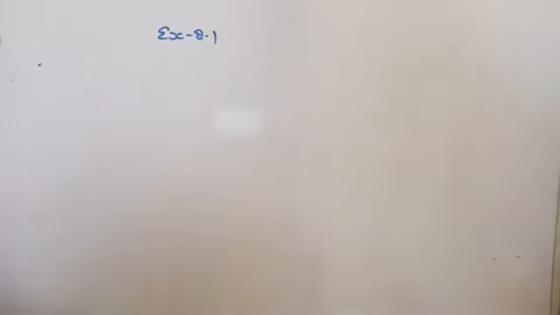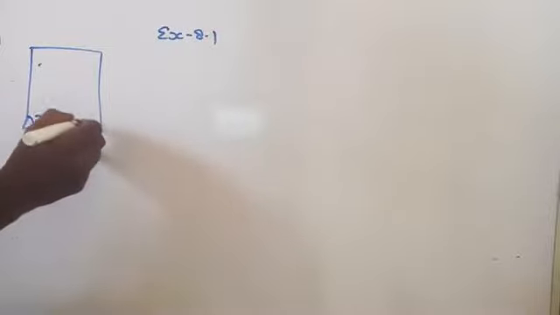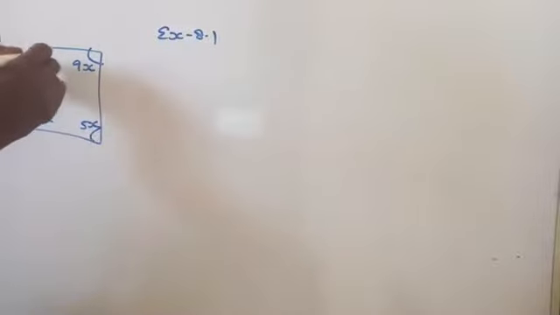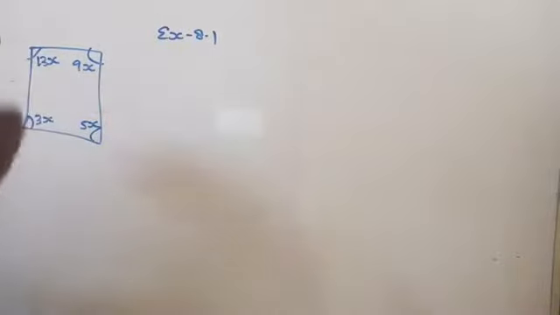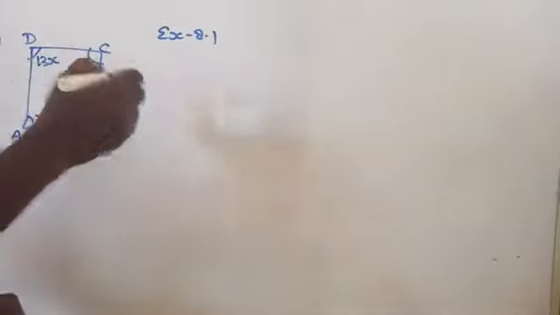Right, exercise 8.1. The first question: the angles of a quadrilateral are in the ratio 3:5:9:13. So we can take them as 3x, 5x, and so on. These are the vertices of the quadrilateral ABCD.